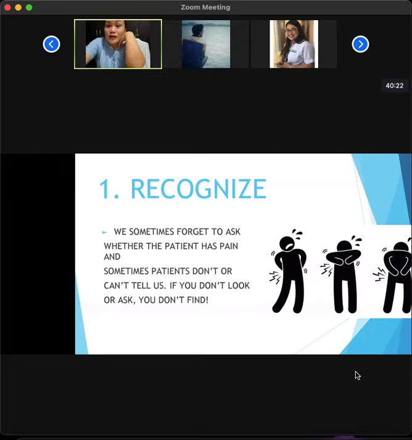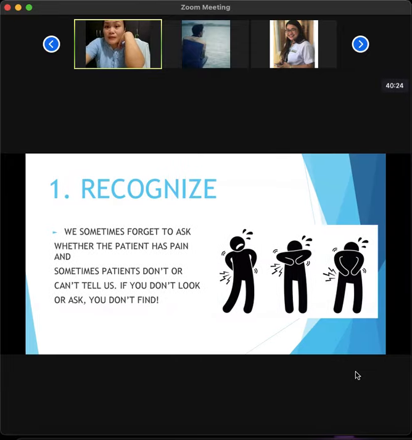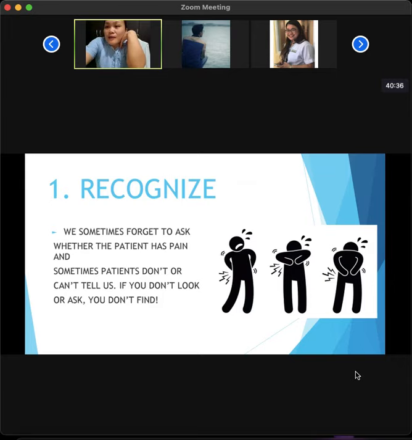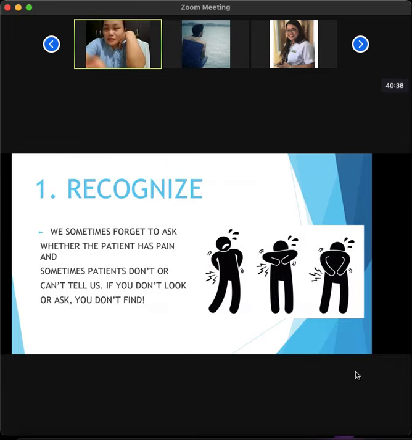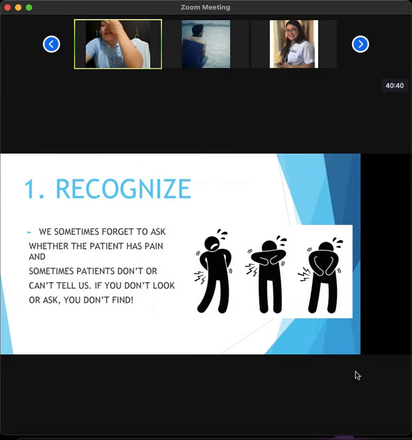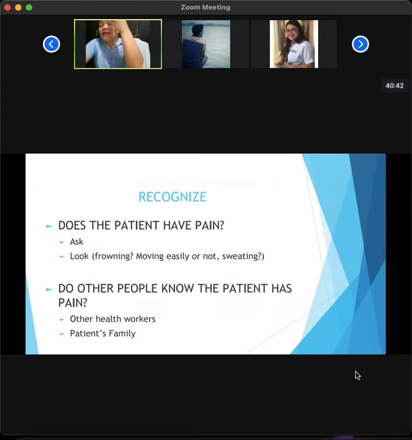Sometimes we forget to ask whether the patient has pain or not. And sometimes patients don't or can't tell us. If you don't look or ask, you don't find. Okay? So remember, you have to ask. Okay? Sa lahat ng pasyente ninyo, every patient that you handle, please include pain as your fifth vital sign.